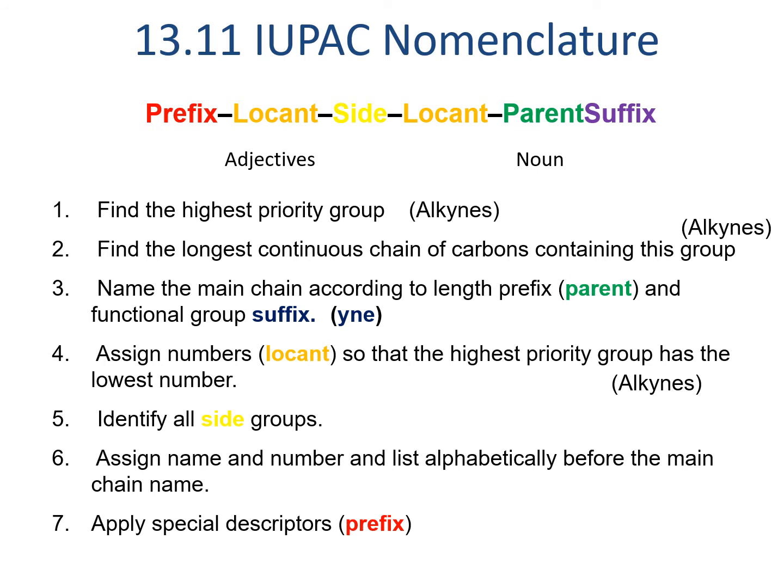The side chains are mostly the same as before, although it is now possible to get alkynes as side chains as well. We don't have special descriptors that apply to alkynes. If this all sounds pretty familiar, it should. The rules don't really change, we just apply them to a new functional group each new time.